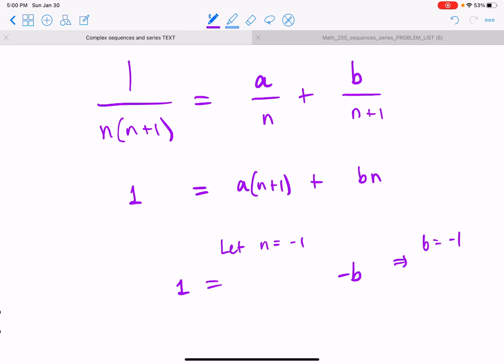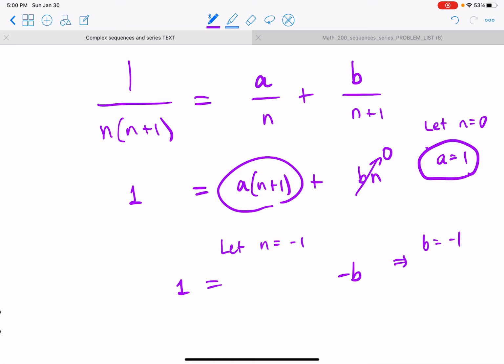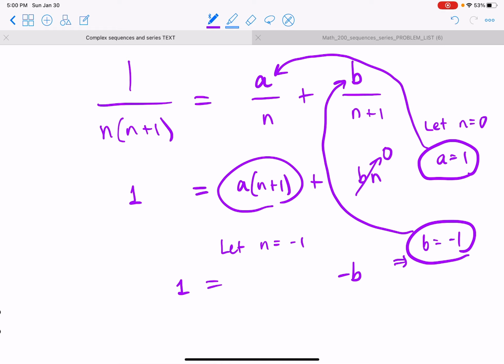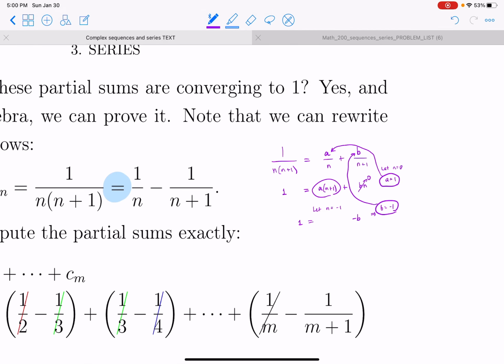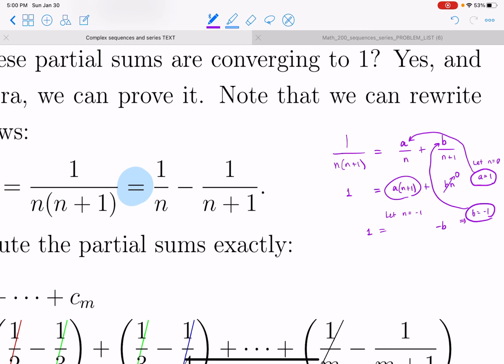And then if I look at this thing and I say let n equals 0, then this goes to 0, and this stays around, and it shows me that a equals 1. So that's how I know that this number has to be a 1, and this number has to be a -1. Okay, and this now works. So that's how they get this, a 1 and a -1.